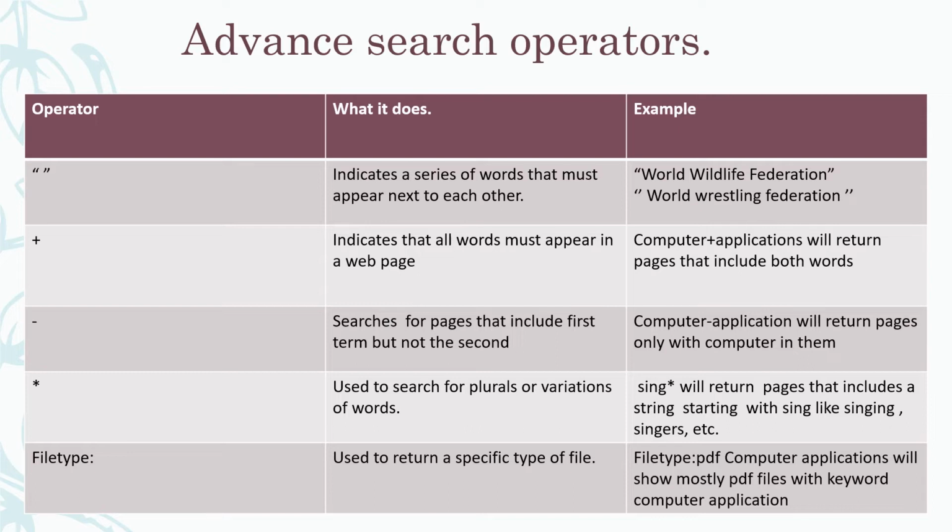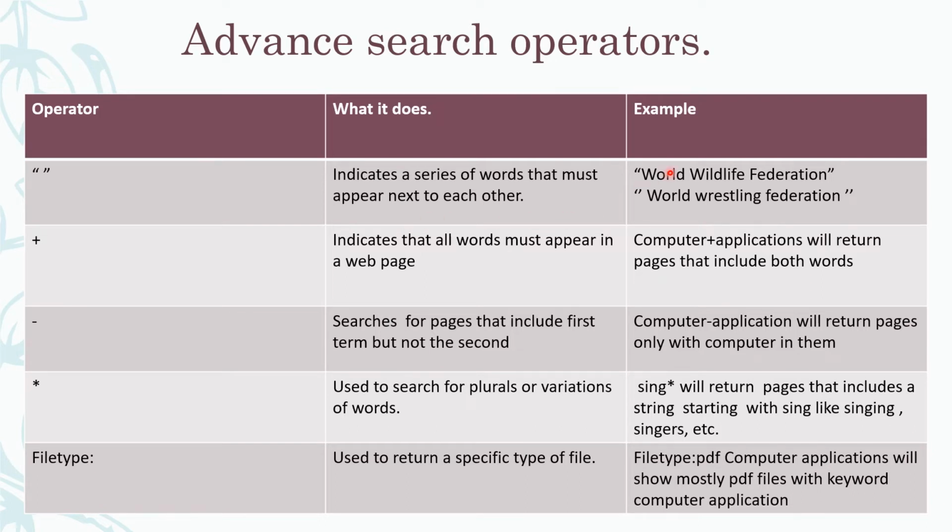Then these are some of the advanced search operators which one can use to get an advanced result. If you want to do a better search and use the search engine to gain the optimum result, rather than just typing a big sentence, you have to type the specific keyword. That way you can get the result you are looking for. So we have the first operator here, what it does, and then some examples of how it is used. The double quote indicates a series of words that must appear next to each other.